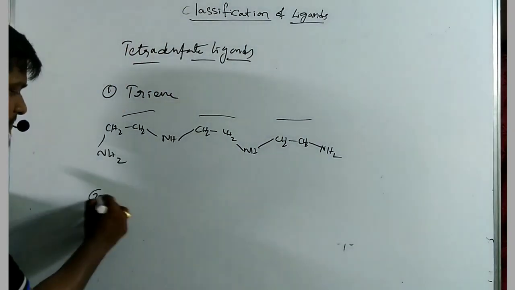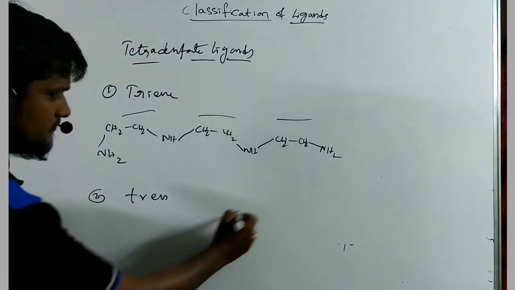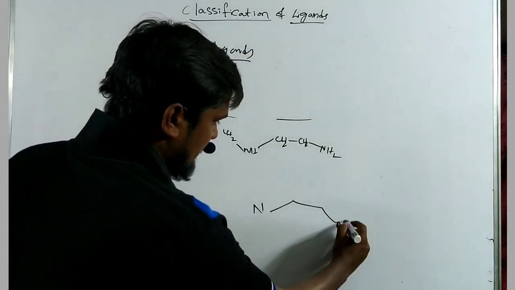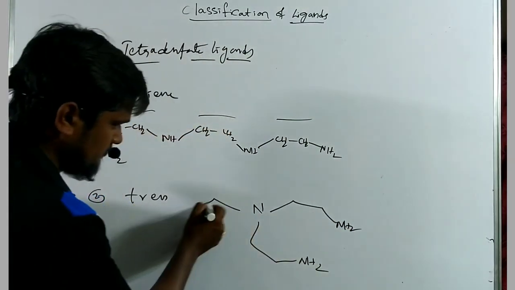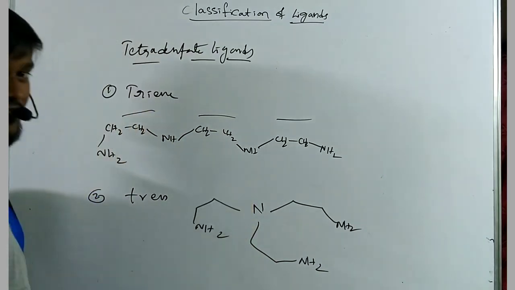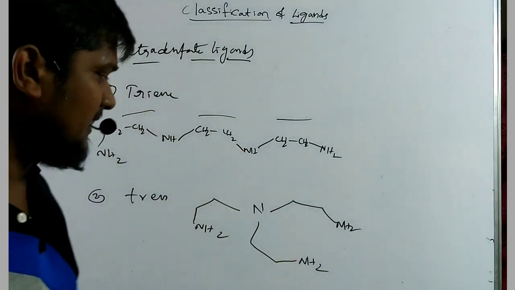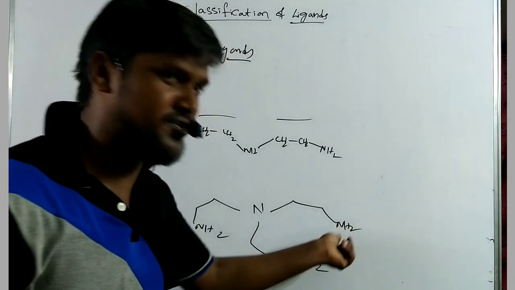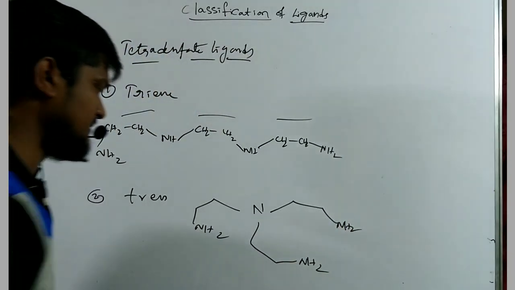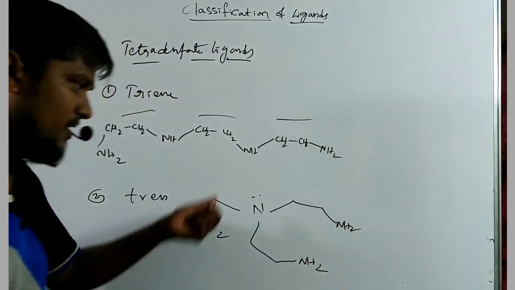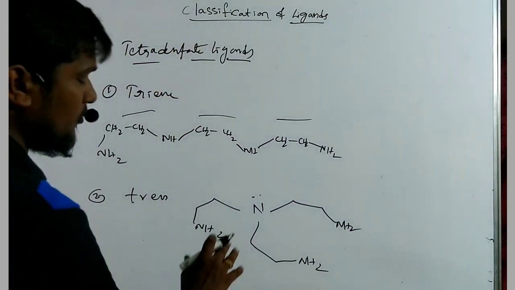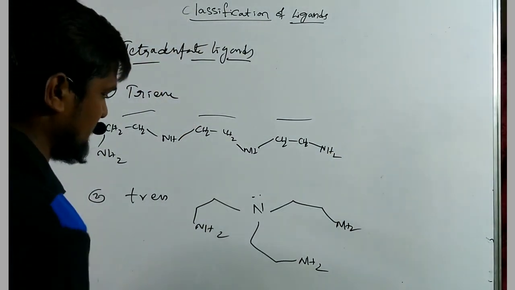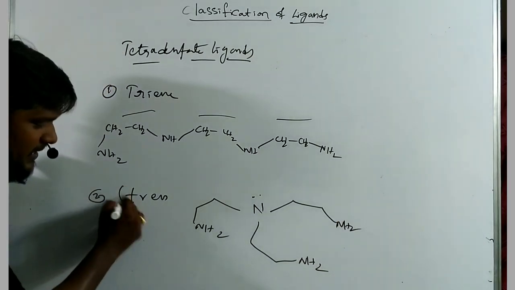Now the second example is tren, NH2. It is also an example of tetradentate ligands. Now here three amino functionalities donate their lone pair of electrons. Again the fourth one, the tertiary amine, can also participate in bonding, coordinating to the metal atom. Now it is denoted by tren.